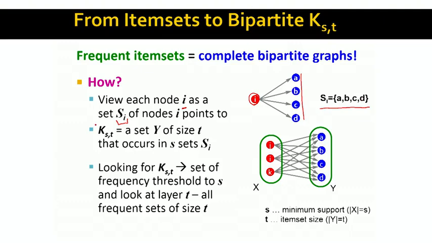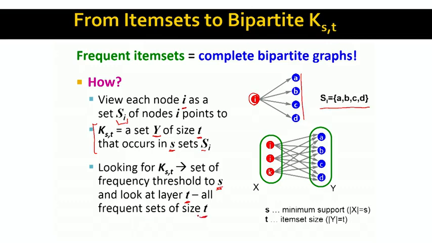And then, how can I think about a complete bipartite subgraph K s,t? I simply think of it as a set Y of size t that occurs in little s sets S sub I. Saying this a bit more simply, what we are doing is looking for bipartite graphs. It simply means that we are looking for a frequency threshold set to s and look at the layer t, the right-hand side, for all sets of that given size.